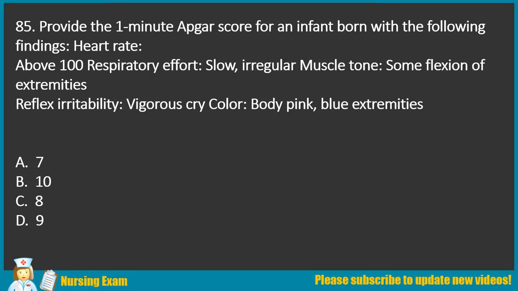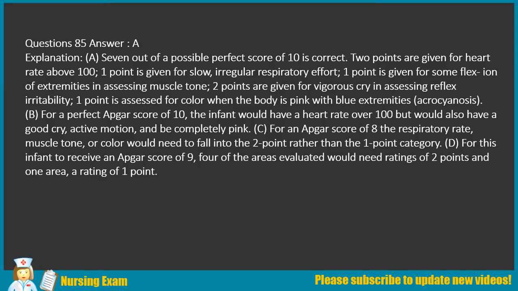Question 85. Provide the 1-minute Apgar score for an infant born with the following findings: heart rate, above 100; respiratory effort, slow, irregular; muscle tone, some flexion of extremities; reflex irritability, vigorous cry; color, body pink, blue extremities. A. 7 B. 10 C. 8 D. 9. Question 85 answer, A. Explanation: A.